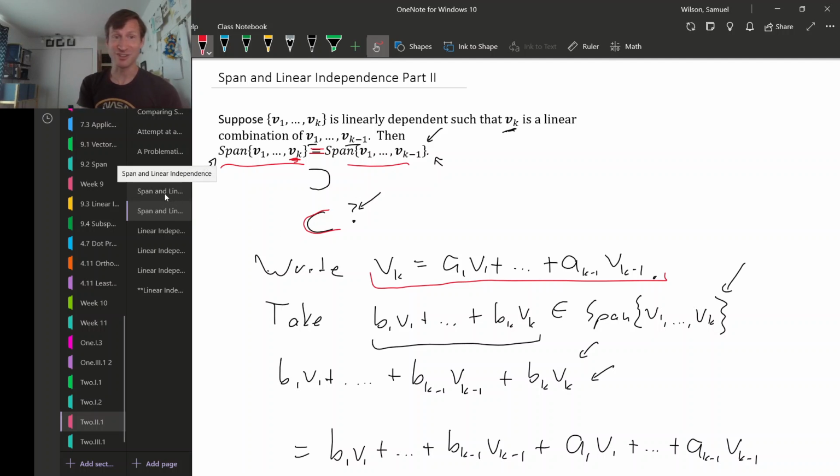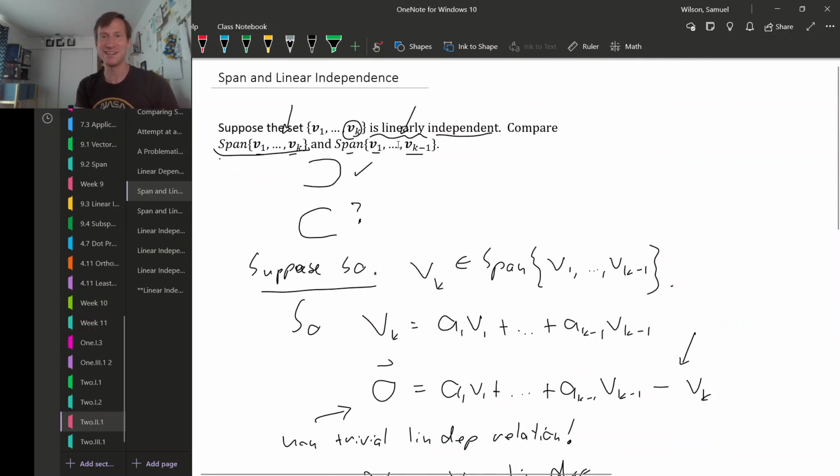Together with our last result, that if you have a linearly independent set, you can't throw away any of the vectors, this shows that our definition of linear dependence and independence really does capture exactly what we were trying to capture in this phenomenon of vectors sometimes being redundant when we take span. So linear independence means you need every vector to get the same span, and linear dependence means you can throw away one of the vectors without changing the span.